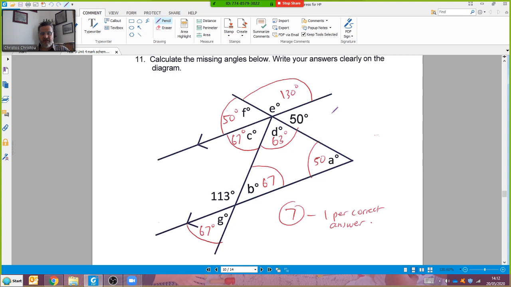I'm guessing there must be another way of making E 130, and I've just seen it. I don't know if you can see this, but 67 plus 63 is vertically opposite to E, which I think is the harder way to do it. 67 and 63 is 130, so 120 plus 10, 130.